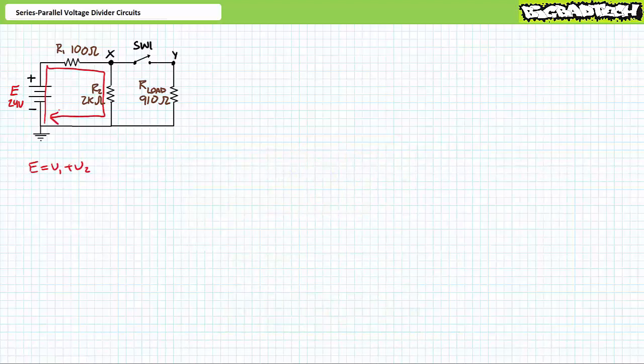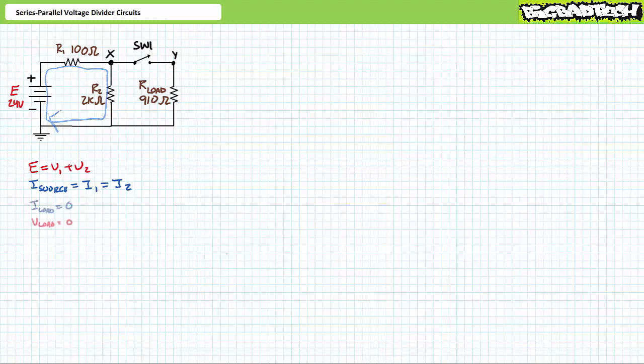While in the open state, a Kirchhoff's voltage law analysis of this circuit suggests that E equals V1 plus V2. A Kirchhoff's current law analysis of this circuit while switch 1 is in the open state suggests that source current equals I1, which equals I2. These analyses imply that R1 and R2 are perfectly in series with one another. As a result, no current will flow through the load resistor and no voltage will be dropped across it.